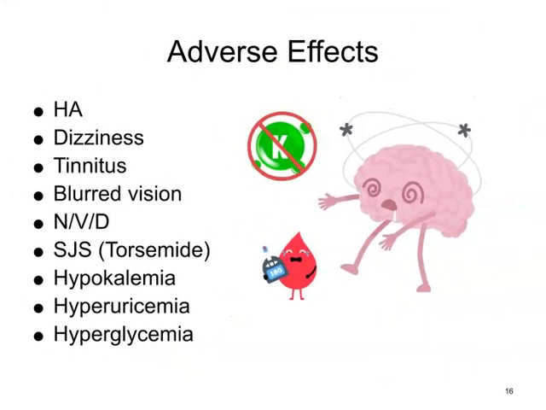For all the good that these loop diuretics can do, they also have some pretty important adverse effects. The patient may become dizzy, may have changes in their hearing, tinnitus, blurred vision. Torsemide can cause Stevens-Johnson syndrome, hypokalemia, which can become life-threatening, hyperuricemia, which is interesting. Didn't I just say that we could use it to pull out the uric acid? But again, with fluid volume deficits and some issues, we could end up with higher levels of uric acid and also hyperglycemia.